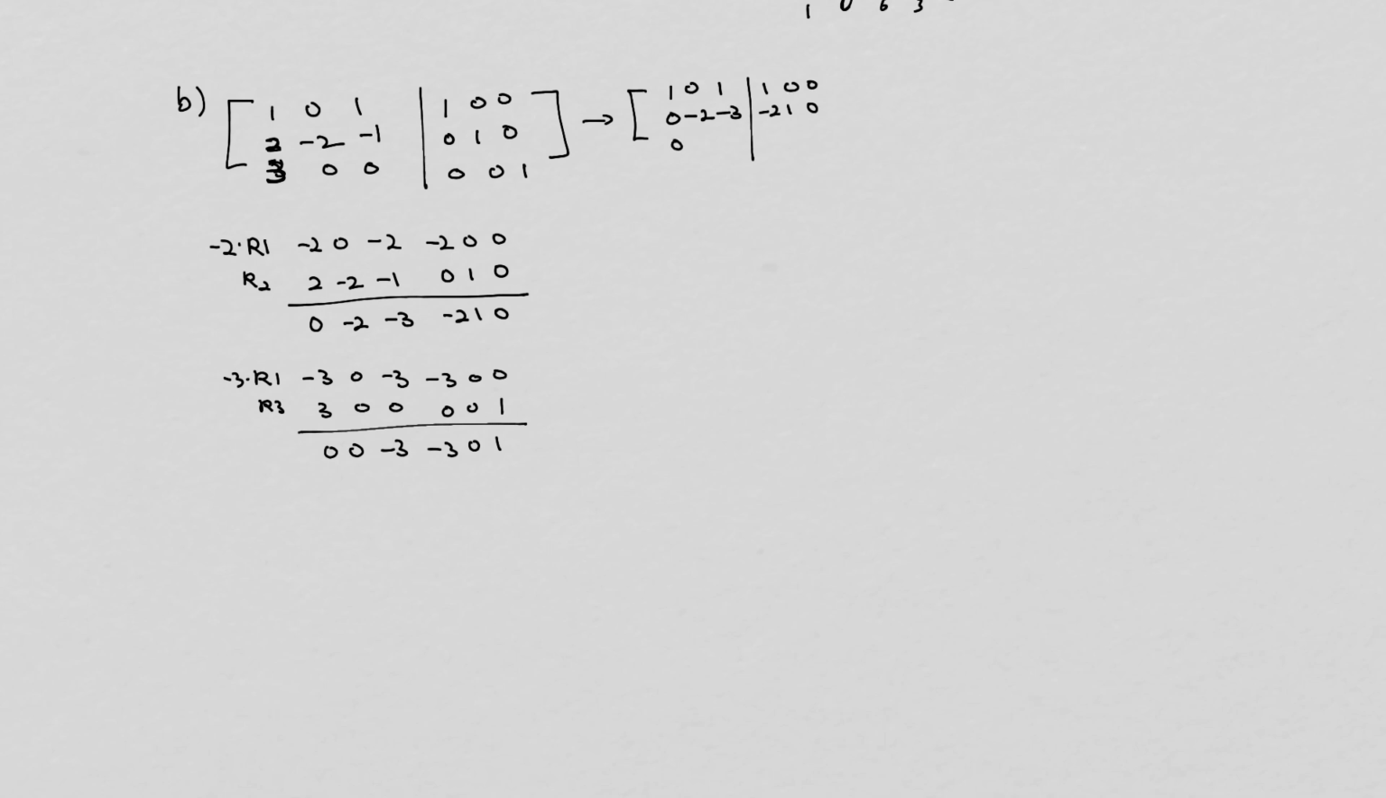And then let's divide this by negative 3 to make it 1. 0, 0, 1. That will be 1, 0, and that will be negative 1/3. So that's going to be the solution row, right? So this is going to be solution row 3: 1, 1, 0, negative 1/3.